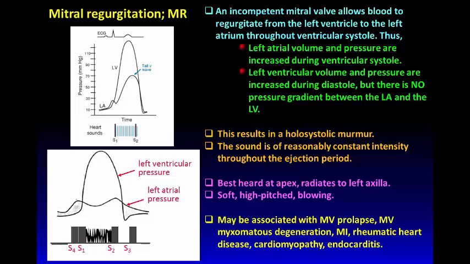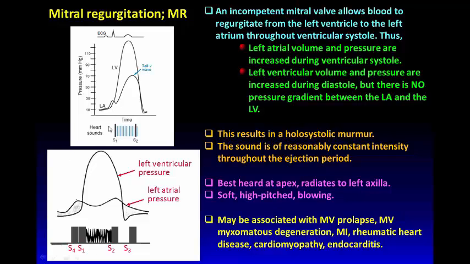Pathologically, mitral regurgitation might be associated with mitral valve prolapse, mitral valve myxomatous degeneration, myocardial infarction, or rheumatic heart disease. Cardiomyopathy and also endocarditis might result in mitral regurgitation.